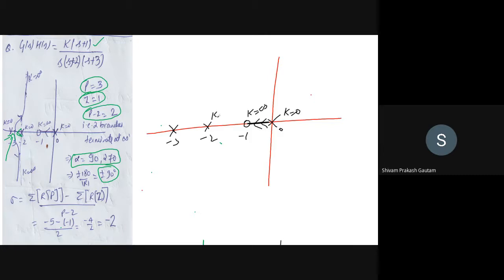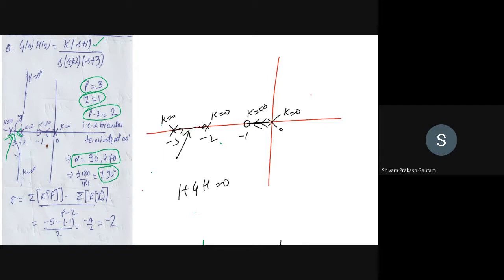There is no problem in this. So this is k is equal to 0. One root locus branch will start from here, and another will start from here, and they will intersect at some point. So here you have to calculate the breakaway point. How can you calculate the breakaway point? By putting 1 plus gh is equal to 0.